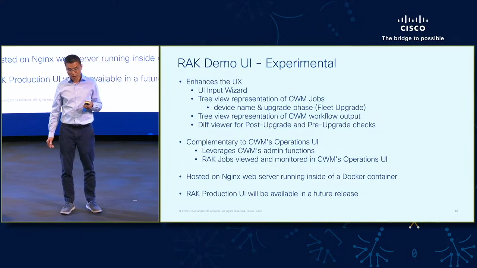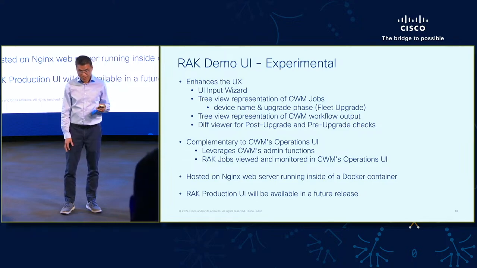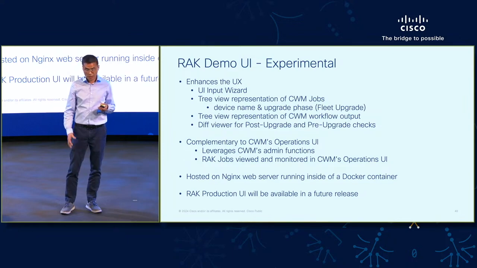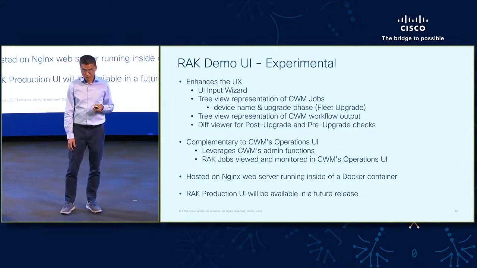The CWM jobs are represented in a tree view format, which eases navigation from the parent-level workflows down to each one of its child workflows. The device name and upgrade phase information for fleet upgrade that are buried inside of the workflows now bubble up and are displayed right next to the upper layer workflows. That allows the OS upgrade progress information to be visible without having to drill down into the lower level child workflows.